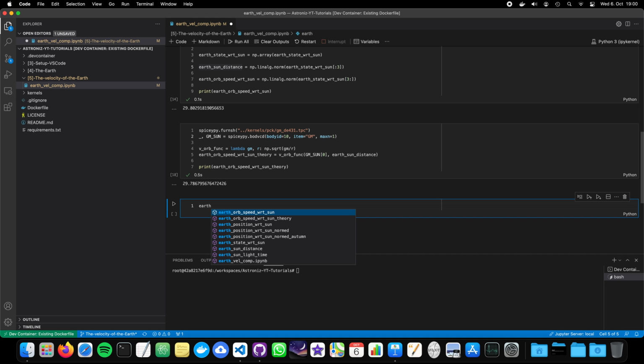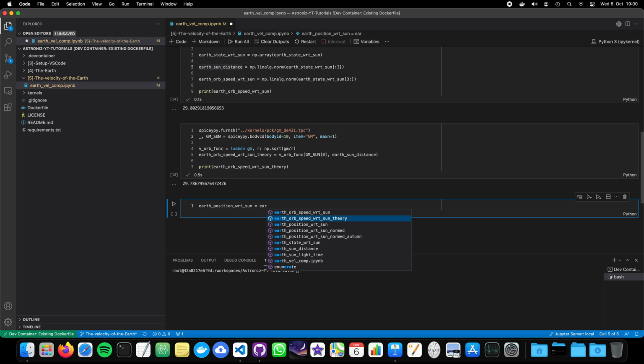Now let's extract only the position of the Earth. So we use the state vector with respect to the Sun, and we extract only the first three parameters of the vector, so x, y, and z.